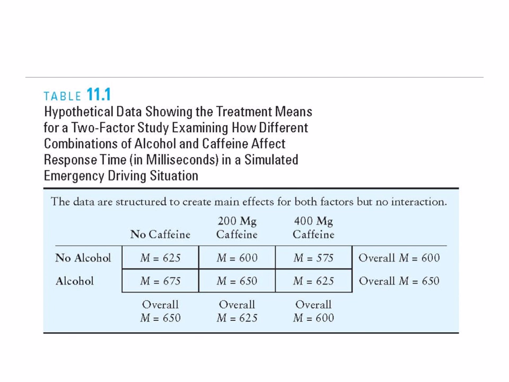So here are some more examples. This is hypothetical data showing the means of a two-factor study. Again, it's our alcohol and caffeine study. And this example that they've given us is where we have main effects, but we have no interactions. How we can tell is, again, we look at the means. So if we're looking at the main effect of alcohol, we want to just look at alcohol. We want to pretend that we didn't even look at caffeine. So we'll take the average of 625, 600, and 575, and we get 600. We take the average for alcohol of 675, 650, and 625, and we get 650.